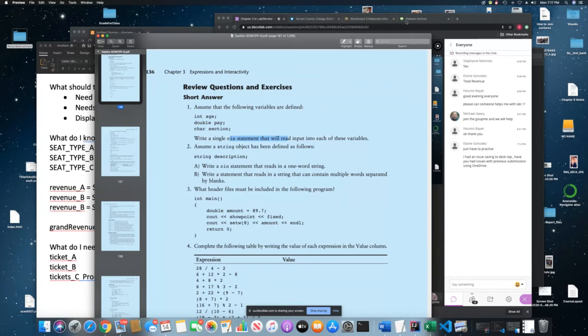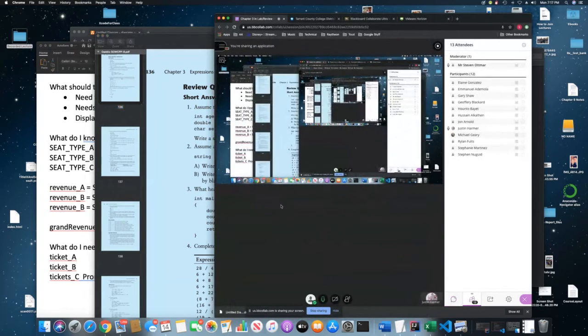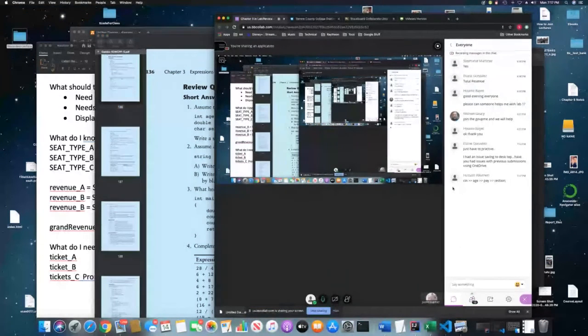I believe we're able to use one cin. Yeah, exactly, you're able to use one cin. How would you write it? By using cin with extraction operators. No, everyone in the chat, message it, so I can see it. Very good.